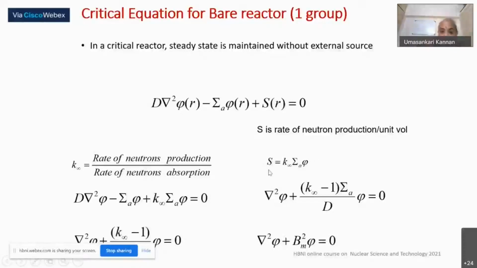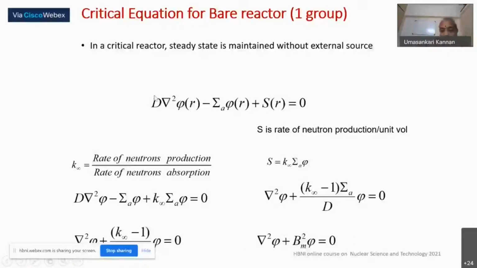So I substitute this S in this equation and rearrange the terms. Here you can see that del square phi plus K infinity minus 1 into sigma A by D into phi is equal to 0. I'm doing this to get a simple wave equation kind of formalism. So this can be written as del square phi plus this whole quantity, K infinity minus 1 by D into sigma A, which I call Bm square. So del square phi plus Bm square phi is equal to 0. Our neutron balance equation has become so simple.